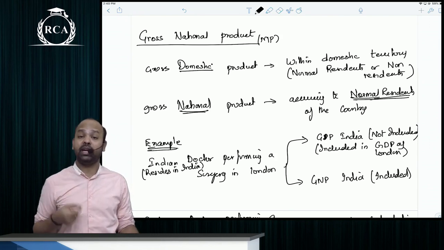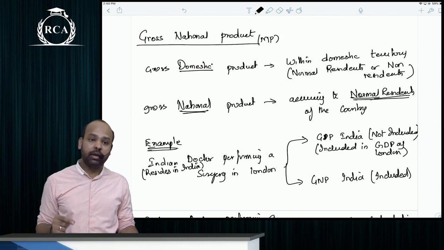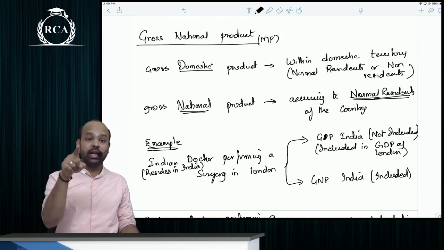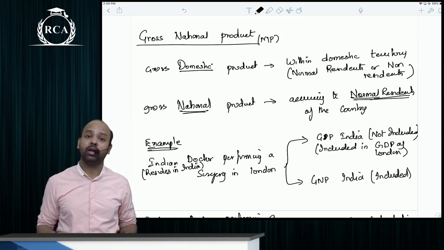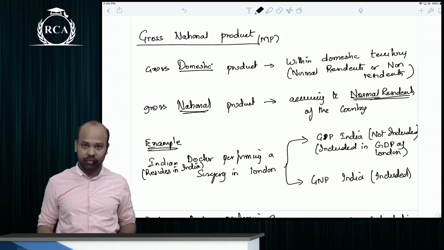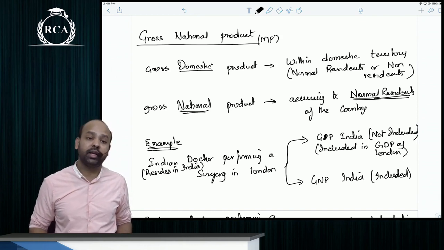If you add net factor income from abroad, it will become gross national product. Remember guys, there can be certain products and services that are not manufactured in India. I gave you an example wherein you go to London, perform a surgery there and come back. It is not the domestic territory of India, but still the income is accruing to a normal resident of India.